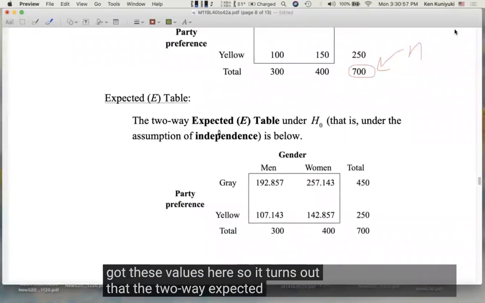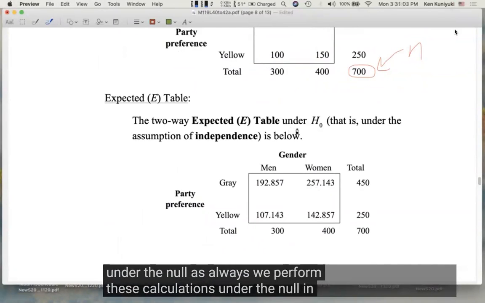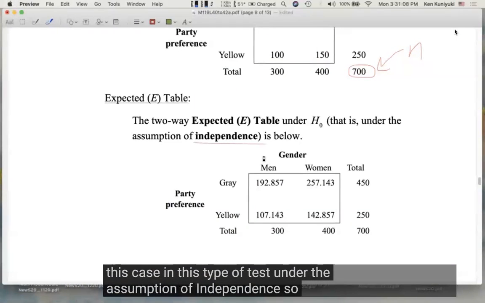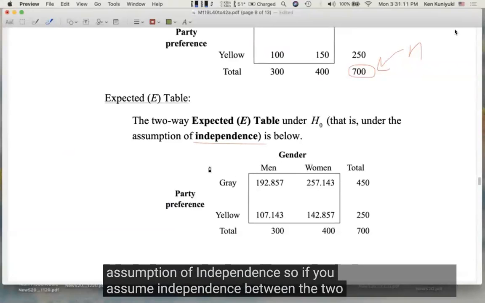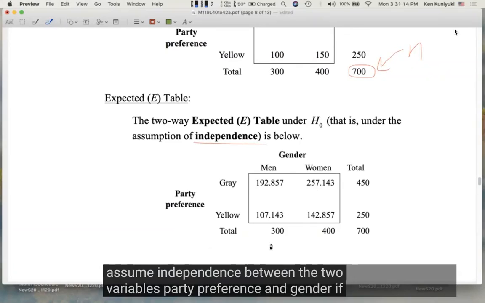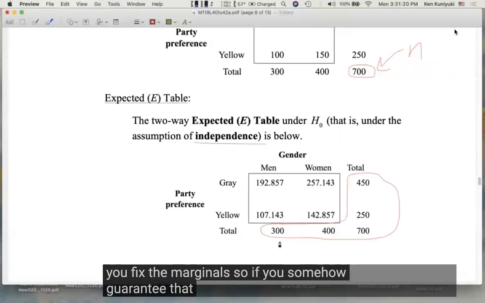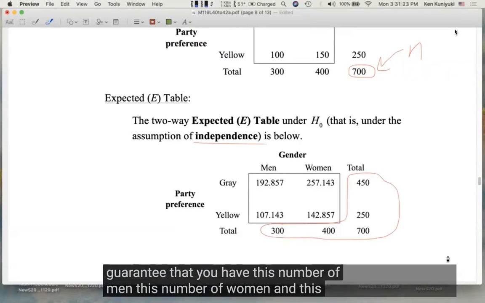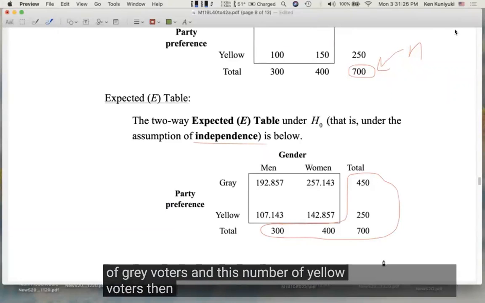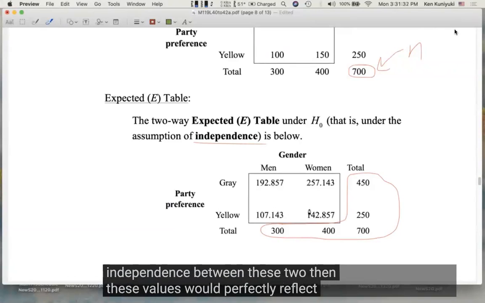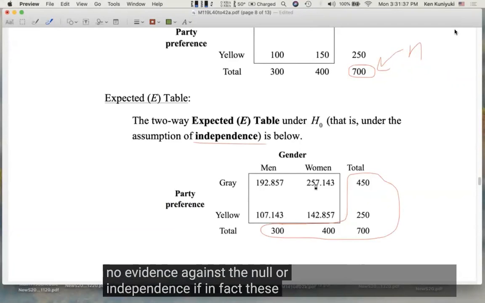So it turns out that the 2-way expected or E table under the null, as always, we perform these calculations under the null. In this type of test, under the assumption of independence. So if you assume independence between the 2 variables, party preference and gender, if you fix the marginals, so if you somehow guarantee that you have this number of men, this number of women, and this number of gray voters, and this number of yellow voters, then if there is truly independence between these 2, then these values would perfectly reflect independence. There would be absolutely no evidence against the null or independence if in fact these were the values.